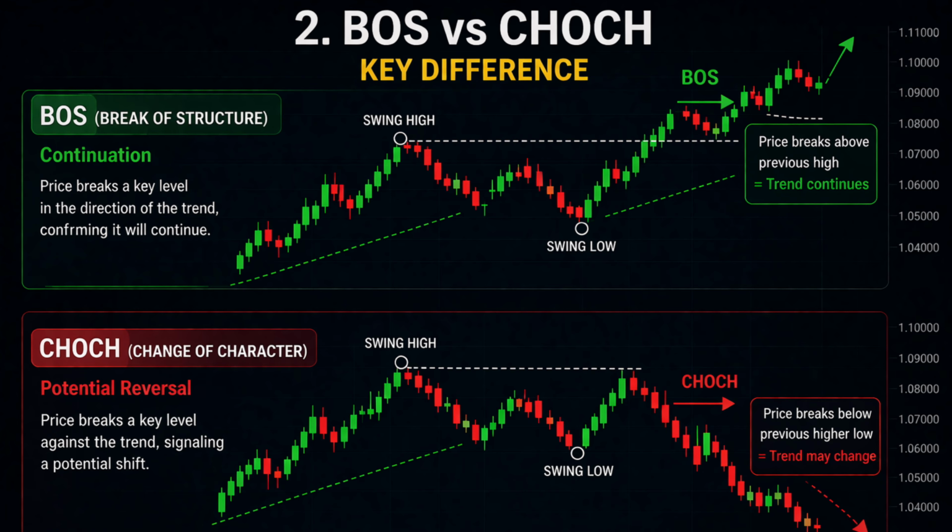CHOCH, on the other hand, is your early warning. It signals that something might be changing. In an uptrend, if price breaks below the last higher low with momentum, that's a bearish CHOCH. It doesn't guarantee a reversal, but it tells you the current trend is no longer safe to trust blindly. The easiest way to remember this is simple. BOS confirms continuation. CHOCH suggests potential change.